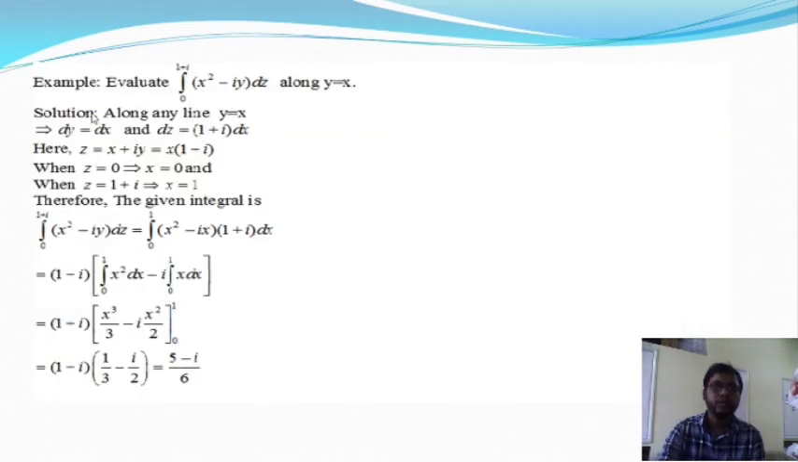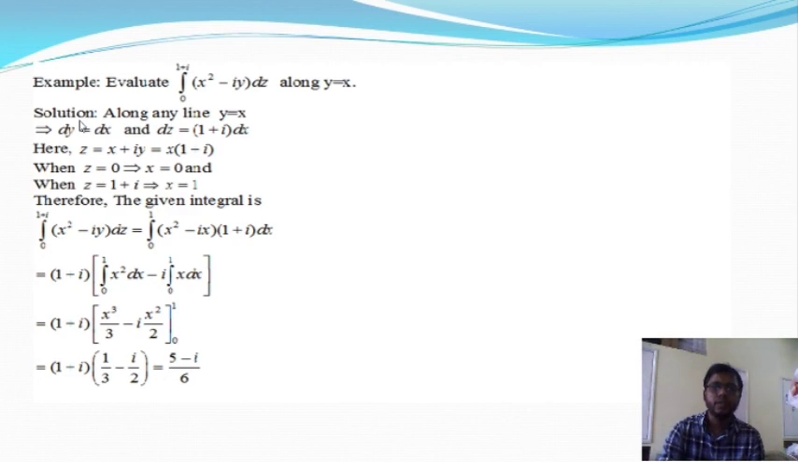Now we are going to talk about the third example of curve representation of complex integration. Here is the example: evaluate the integration from 0 to 1 + i of (x² − iy) dz along the straight line y is equal to x. Now we are going to start with the solution.